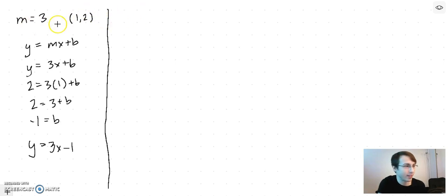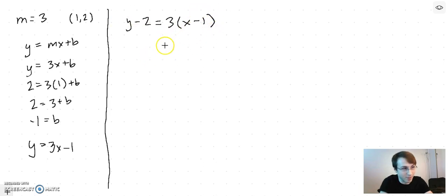I'll just write this line in point-slope form, just for demonstration purposes. So what this line would be in point-slope form is y minus 2 equals 3, parentheses, x minus 1. So you can do it all in one shot. The 2 goes with the y here, y minus 2, and the 1 goes with the x there.